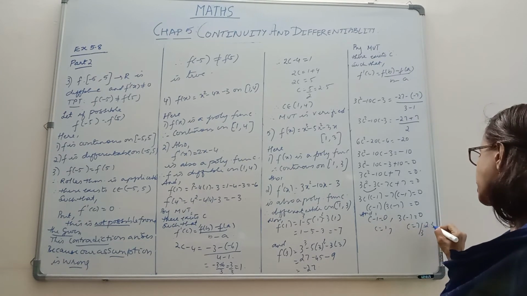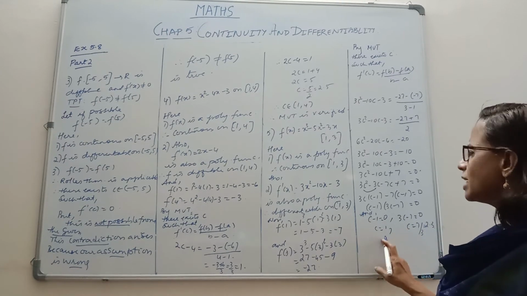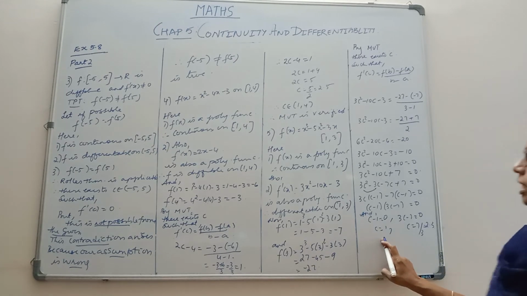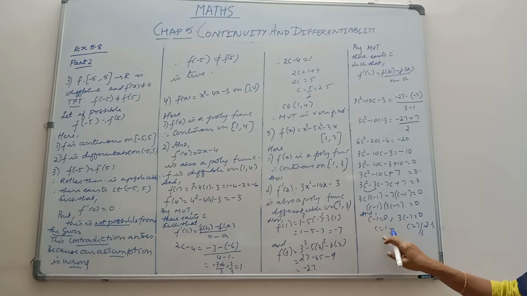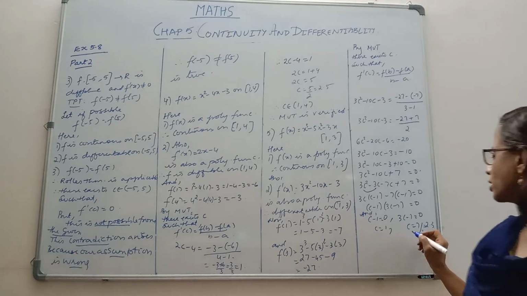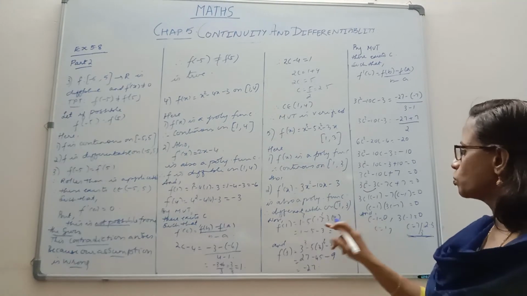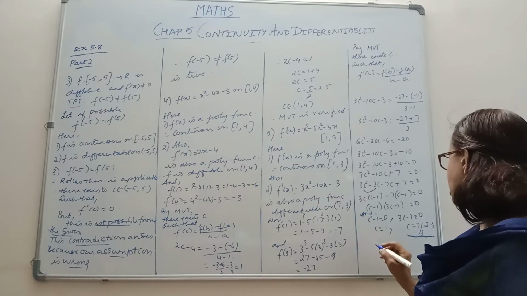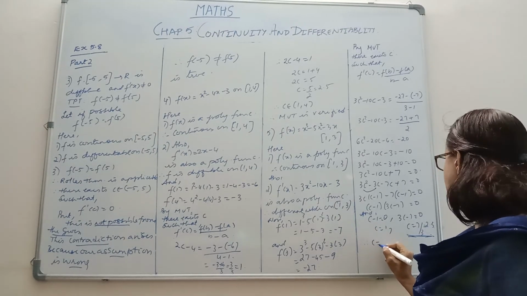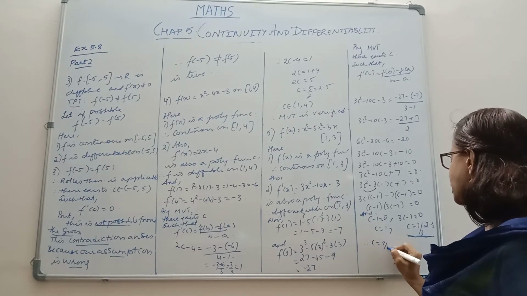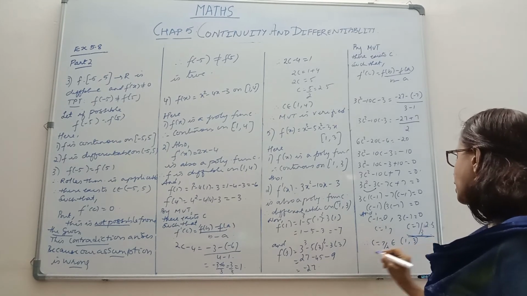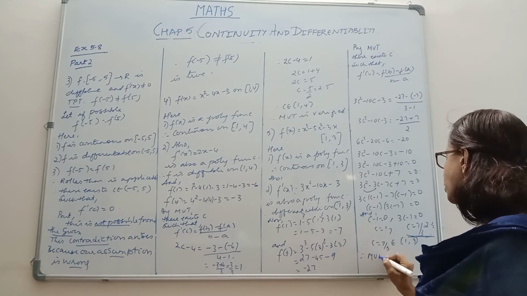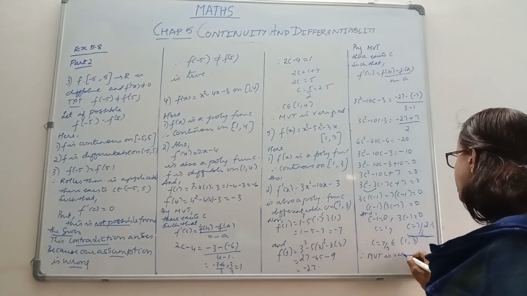So 2.3. C equal to 1 we cannot take because c belongs to the open interval 1, 3, where 1 is not included. So we cannot take c as 1. So we can consider this definitely, because 2.3 means it's lying between 1 and 3. Therefore, c equal to 7 by 3 belongs to 1 comma 3. Therefore, mean value theorem is verified.